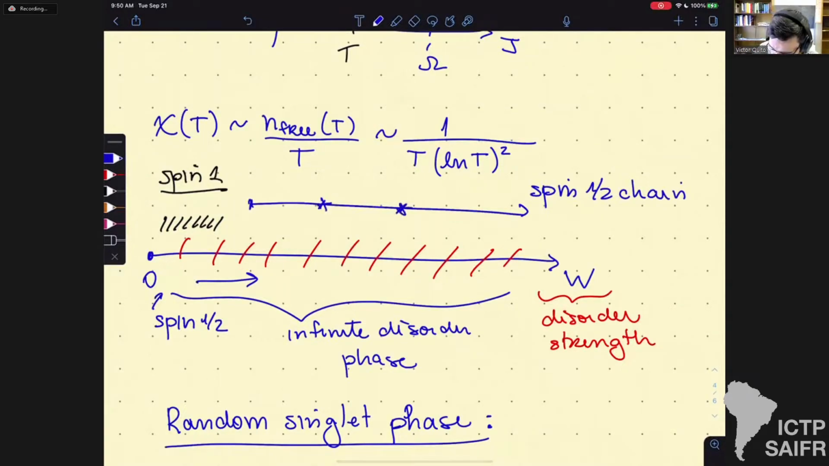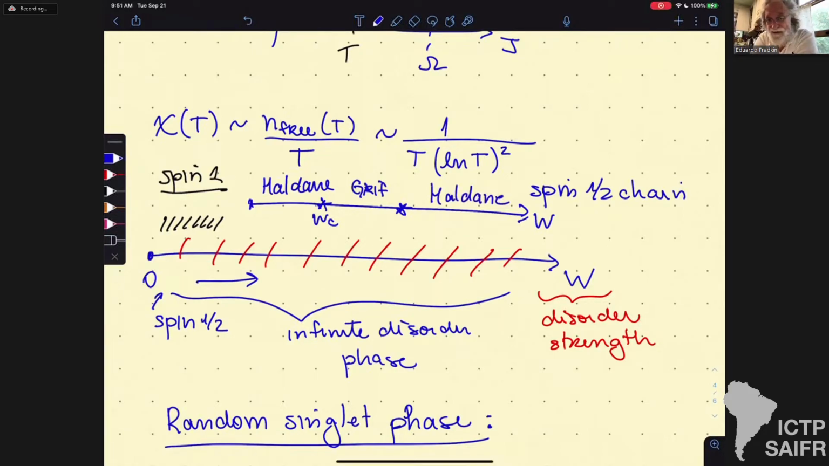Oh, I see. So here, this is the one that Fisher characterized. Okay, right. So you're asking about this one here, where we have the Haldane here, and then we have Griffiths here. So this is a topological phase for, below WC.